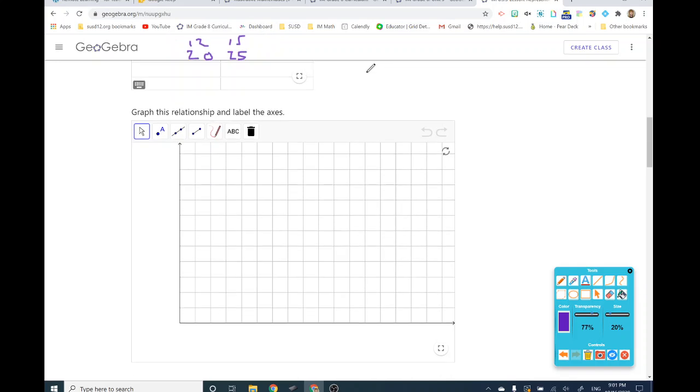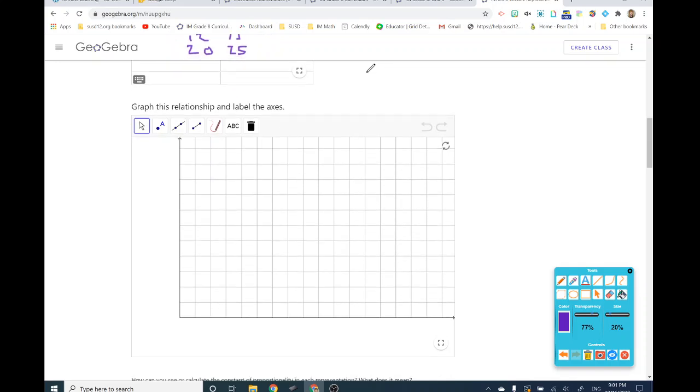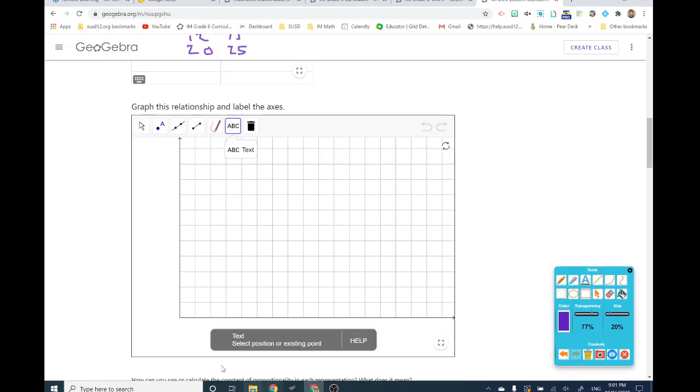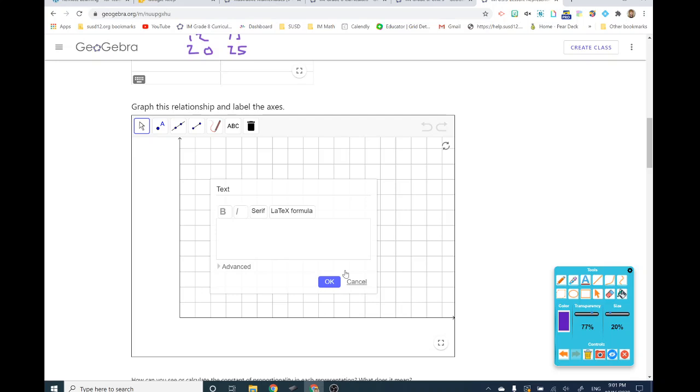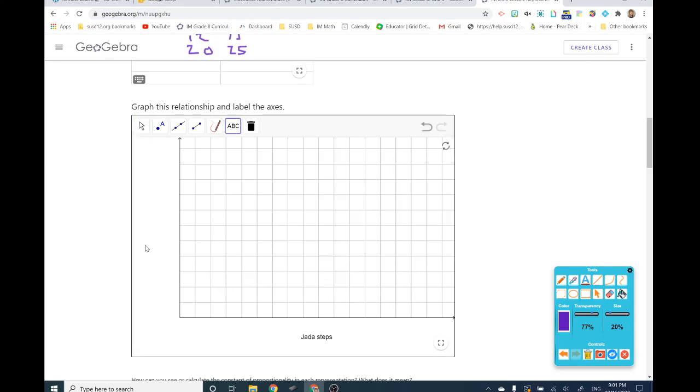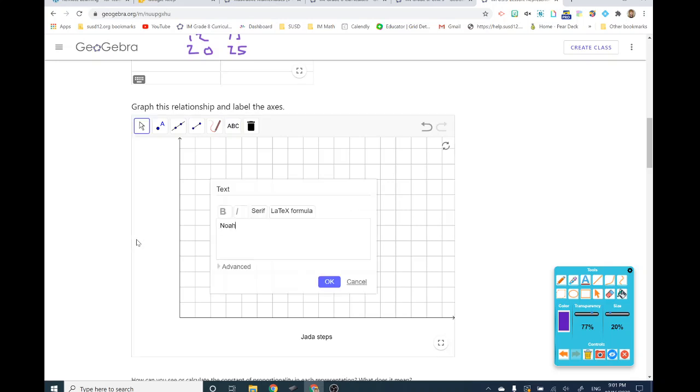Okay, let's go to the next part. Graph this relationship and label the axes. Aha, look at the axes. They're totally blank. Nothing here. Okay, so what do you want to label these as? Well, the x-axis is Jada. Okay, let's use the GeoGebra tools now. And the x-axis, oops, right here is Jada's steps. The y-axis is Noah's steps.